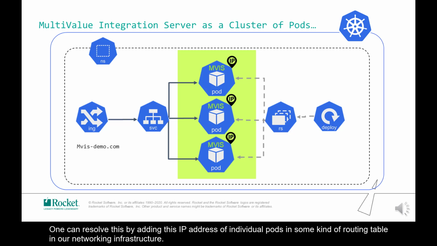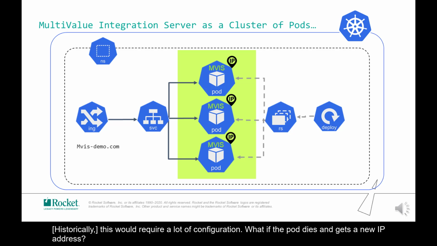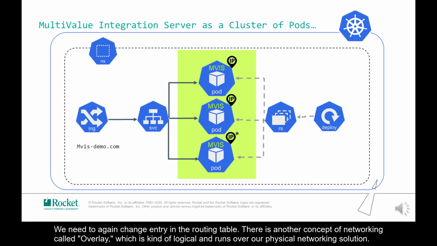One can resolve this by adding the IP address of individual pods in some kind of a routing table in our networking infrastructure. This would require a lot of configuration. What if the pod dies and gets a new IP address? We need to again change the entry in the routing table.